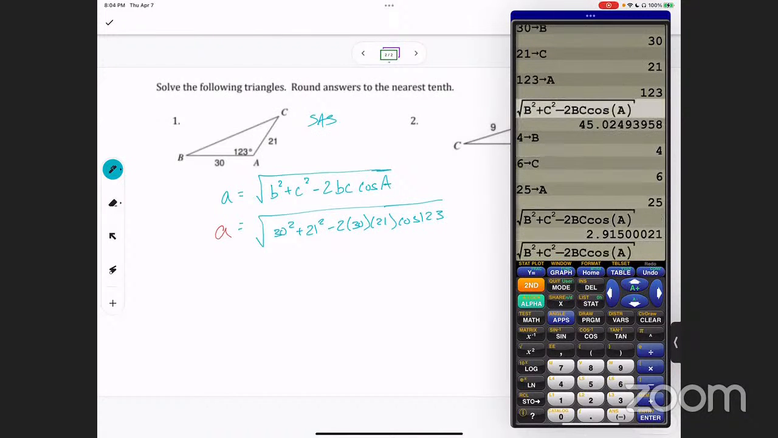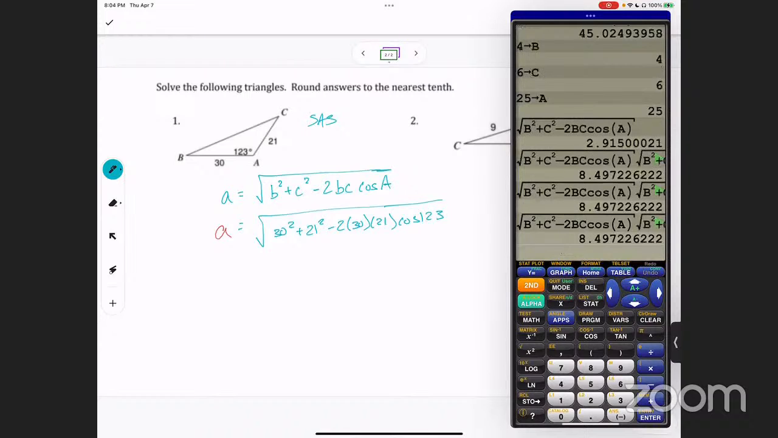Wait, how do you store A, B, and C? So you type a number in. Here, let me make up a new problem. Let's say that I have the triangle.